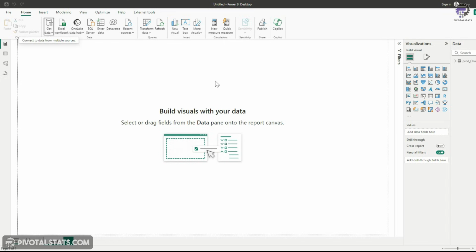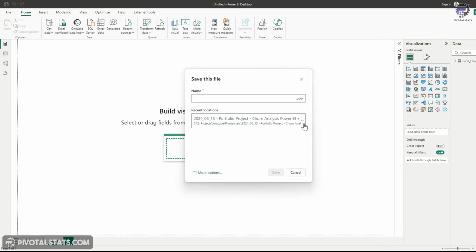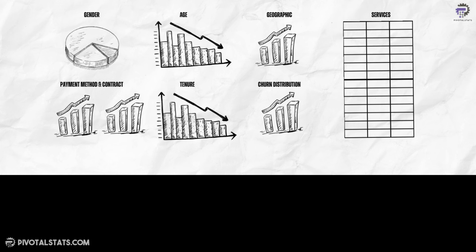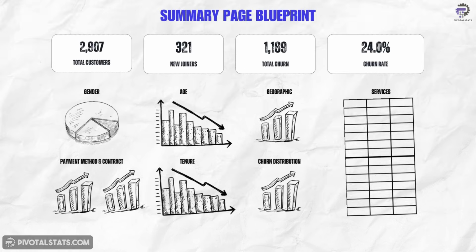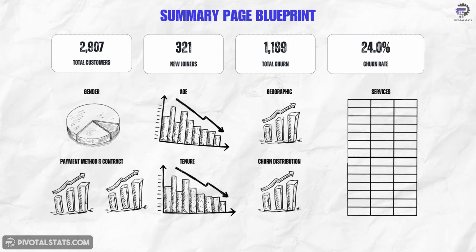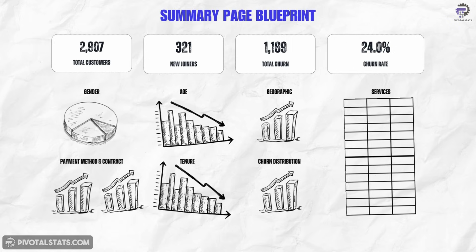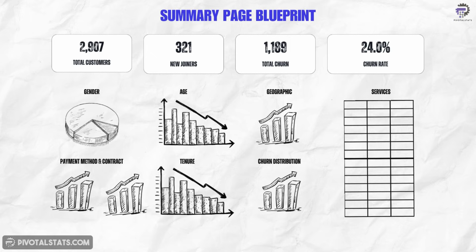Now at this stage, it is a good point to save your dashboard. So I'm going to just simply press Ctrl S and save my file as churn analysis. Now before moving further, let's quickly look at the blueprint that we have, or the agenda that we had to create our first page, which would be a summary or executive summary page.